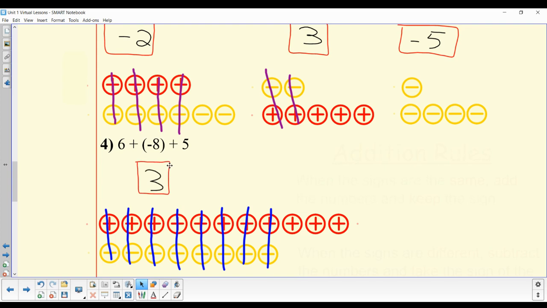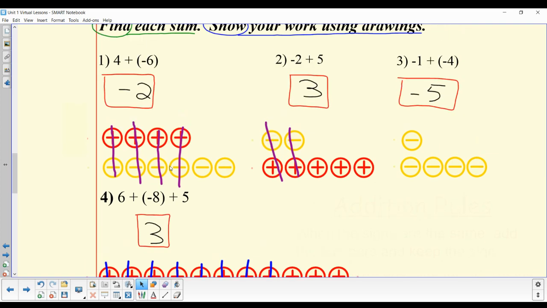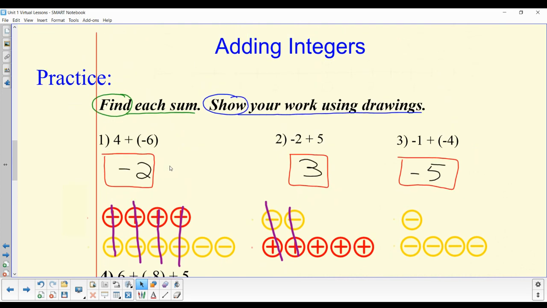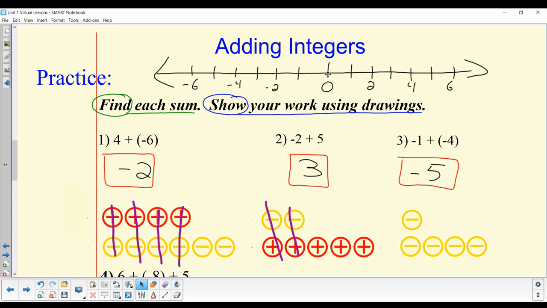Now that's how you do this using integer tiles. You could also do these problems by using a number line. If you were using a number line, you always start at 0. If we're doing 4 plus -6, 4 means you go 4 to the right, 1, 2, 3, 4. Adding a -6 means go 6 to the left, 1, 2, 3, 4, 5, 6, because going negative or minusing always goes left. That leaves you at -2, same answer that we had.